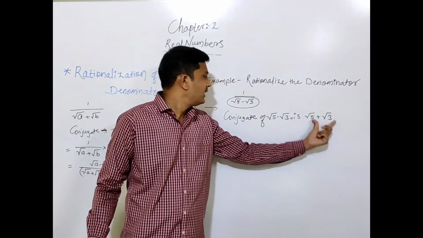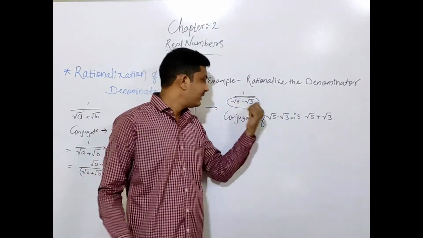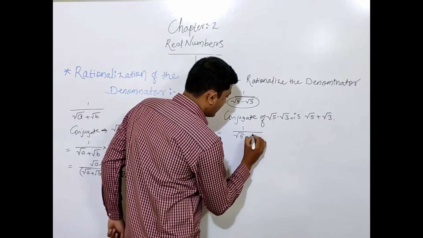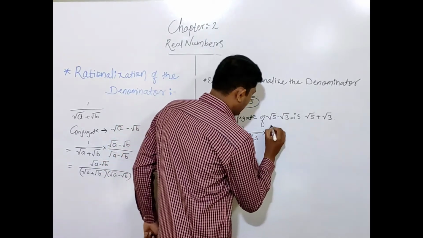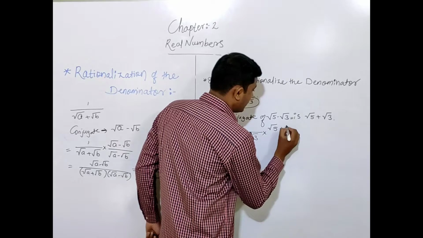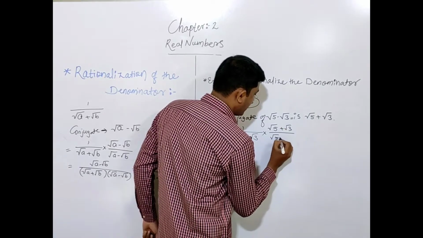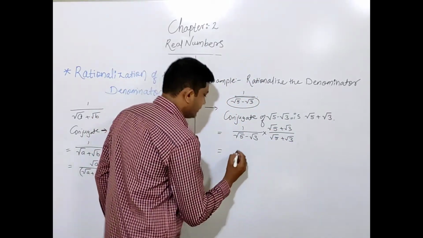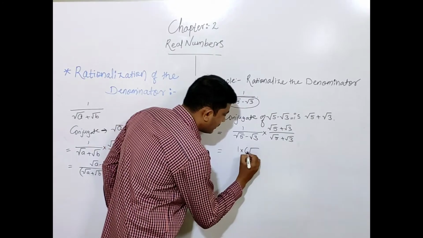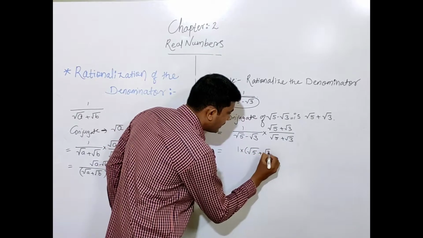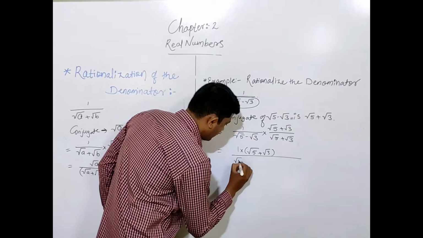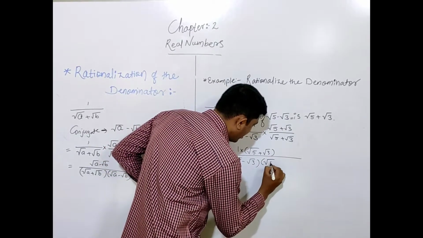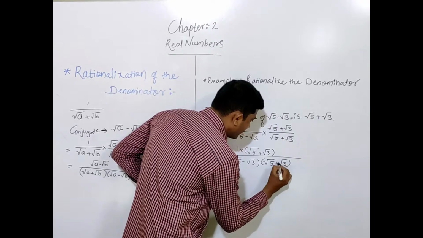Now here we get the conjugate. Now multiply the conjugate to the numerator and denominator of the given example. So what do we get here? 1 upon root of 5 minus root of 3 multiplied by root of 5 plus root of 3 upon root of 5 plus root of 3. Now we have to simplify. Simplification will be simply 1 into root of 5 plus root of 3 upon root of 5 minus root of 3 into root of 5 plus root of 3.